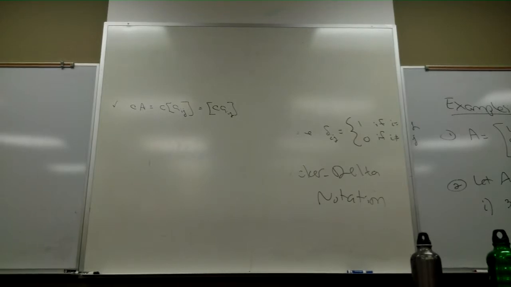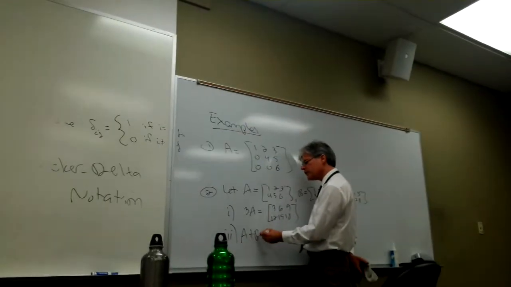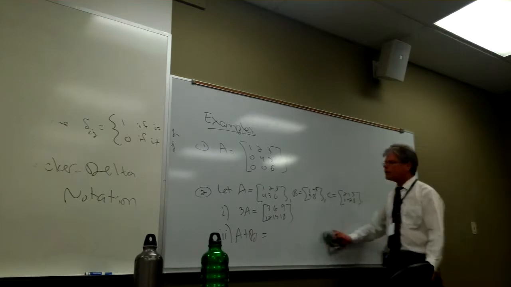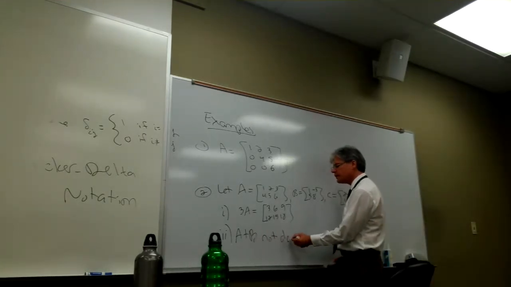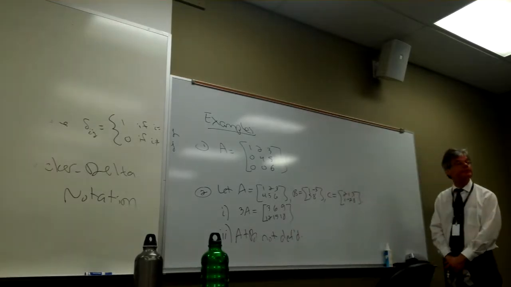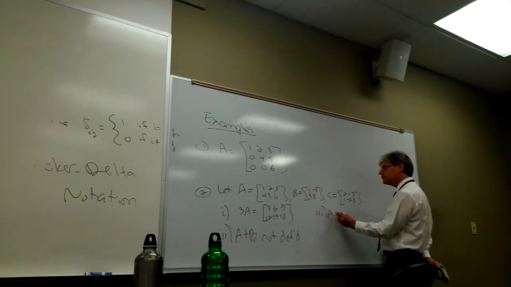What do you think I can say, with your knowledge of matrices, about A plus B? I don't think it's defined. It's not defined because those two matrices do not have the same size. They do not have the same dimension. I cannot legally add them. Do you think I can add A and C?